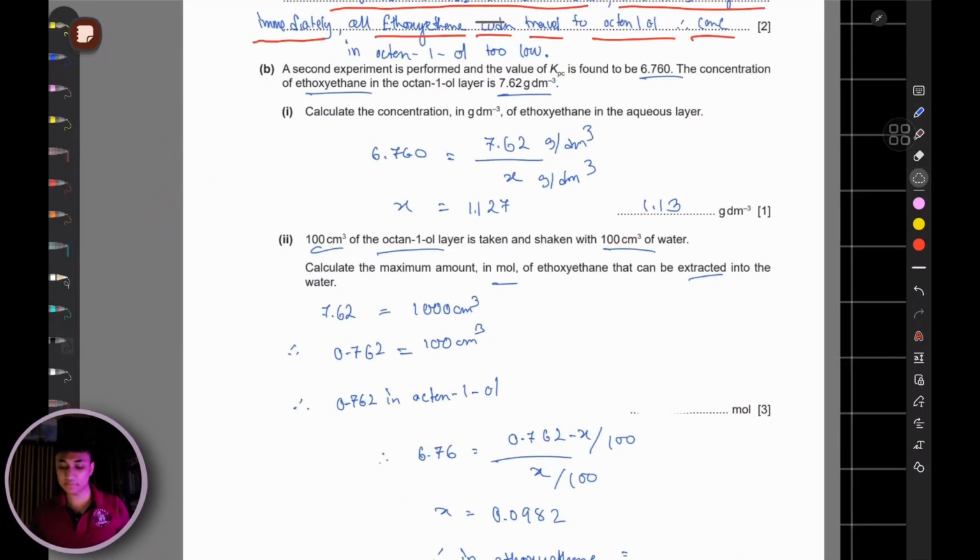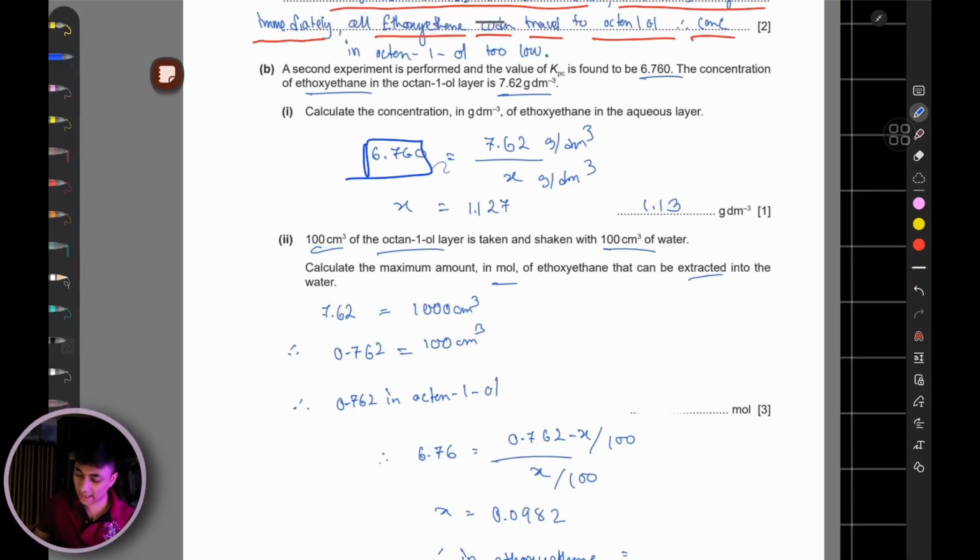Now for part B, it's fairly simple. A second experiment is performed and the value of Kpc is found to be 6.76. The concentration of ethoxyethane in octanol there is 7.62 grams per dm cube. Calculate the concentration in grams per dm cube of ethoxyethane in the aqueous layer. So they've given you the Kpc, they've given you the concentration in grams per dm cube in octanol, that is alcohol, and they are asking you to find the concentration of ethoxyethane in aqueous solution. Very simple.